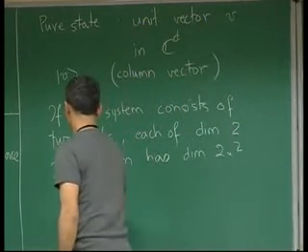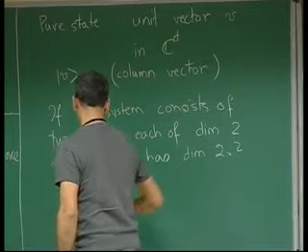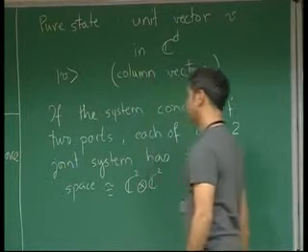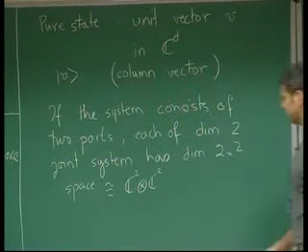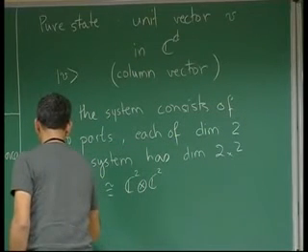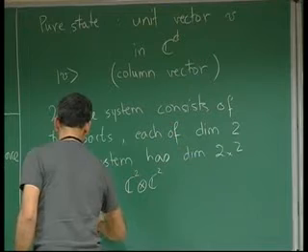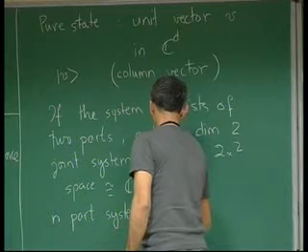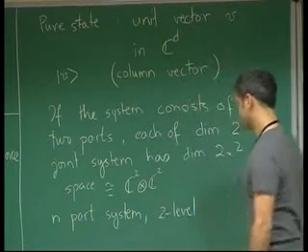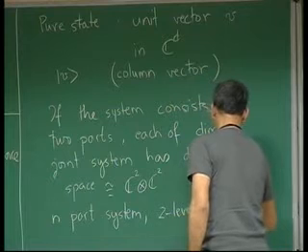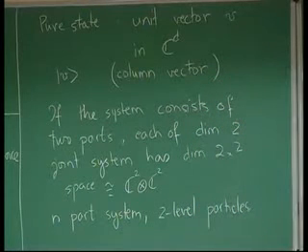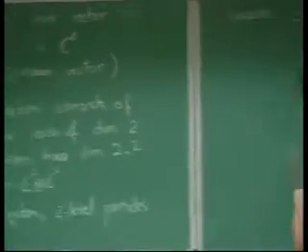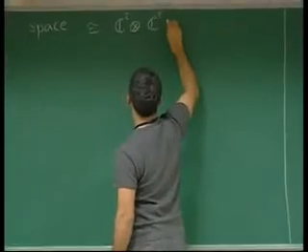And the underlying space is actually the tensor product of the two individual spaces. And this extends to multiple parts. So if you have an n-part system, each consisting of two-level particles, then the underlying space is C squared tensored with itself n times.